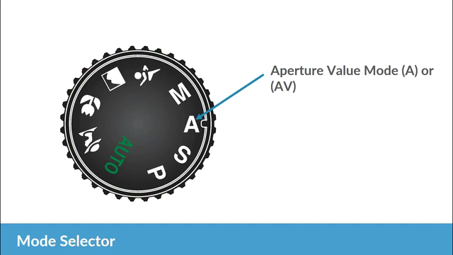And don't worry if you don't understand what that means at this stage. It is something that we will be looking at in lesson 4. But if we want to take control of only the aperture, we can select this mode and the camera will handle everything else for us.